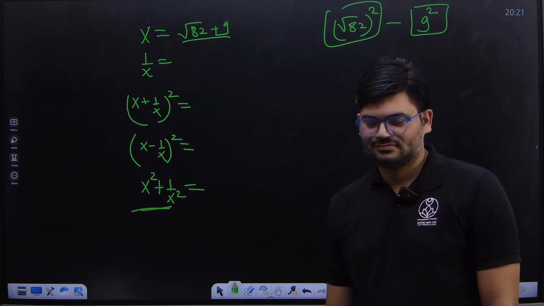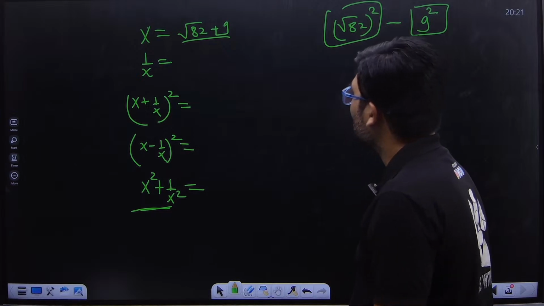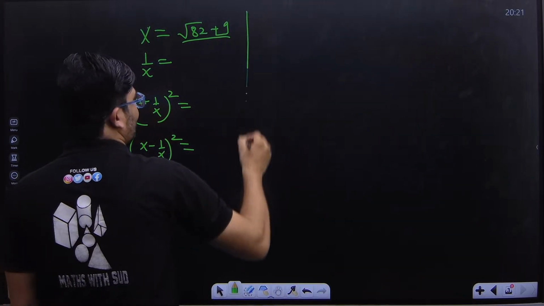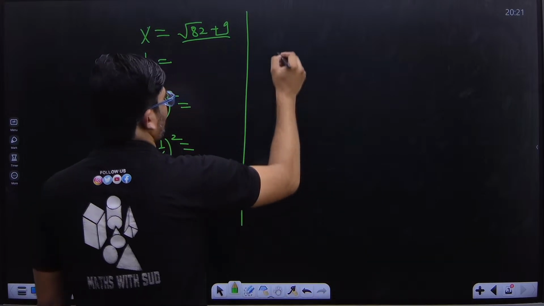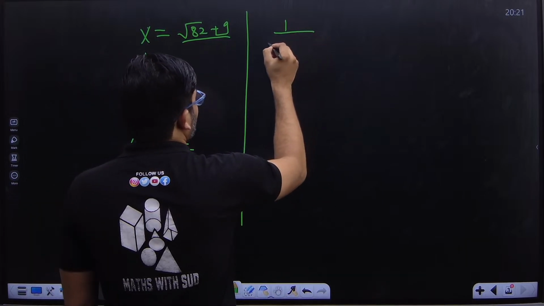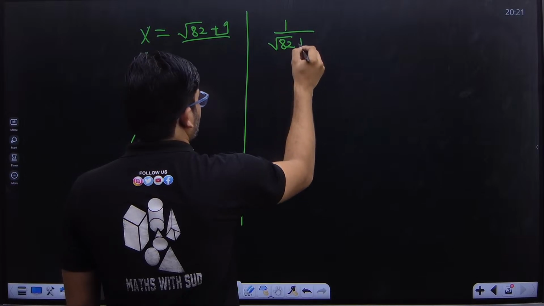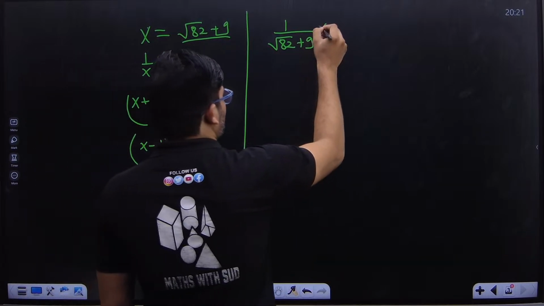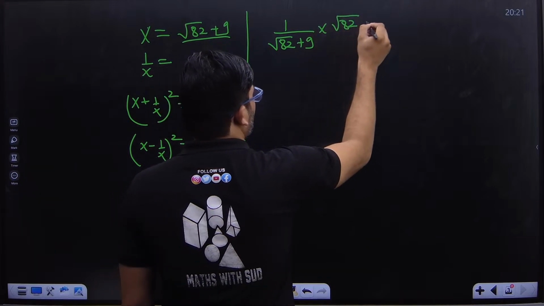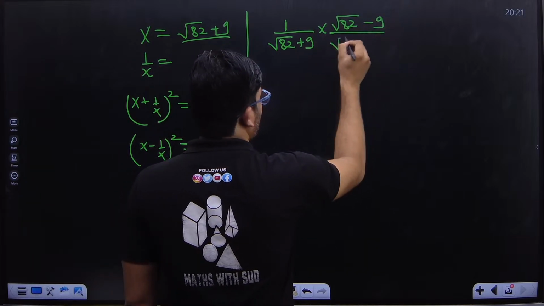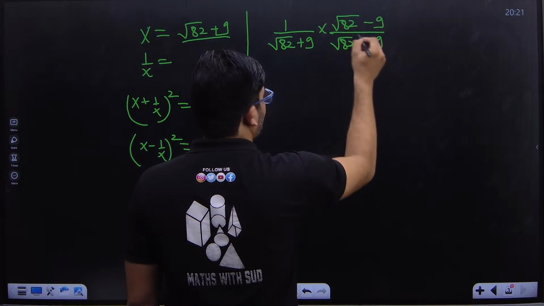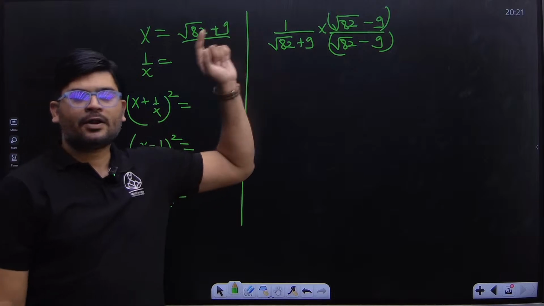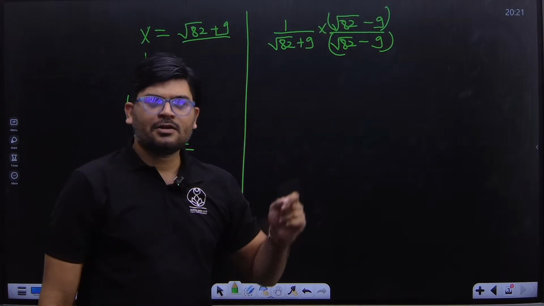So when it's whole square, then does the square root still get cancelled? Yes. Okay, you are getting confused, my dear. Let me explain it to you again. Okay. So 1 upon x will be 1 upon under root 82 plus 9, right? Yeah. So I will multiply this by under root 82 minus 9 divided by under root 82 minus 9. Now why did I do this? Because I want to break down this square root.